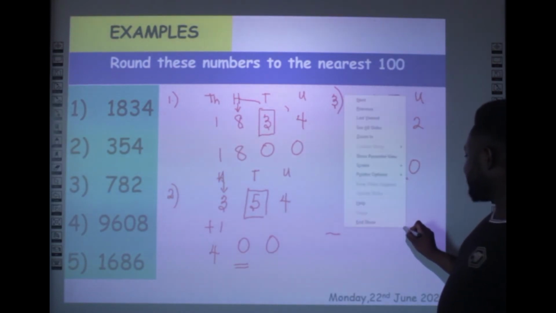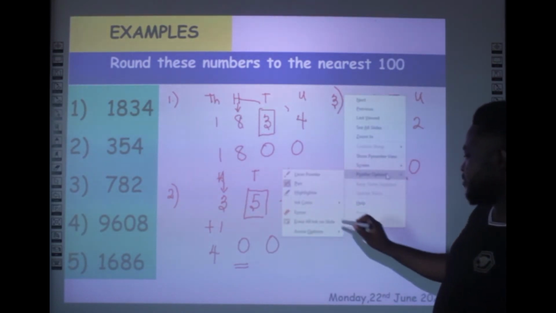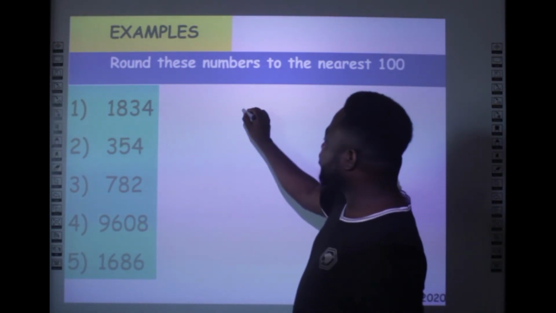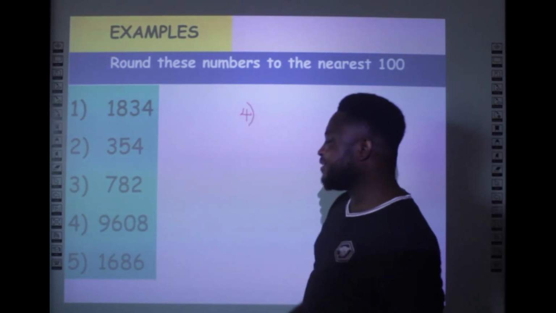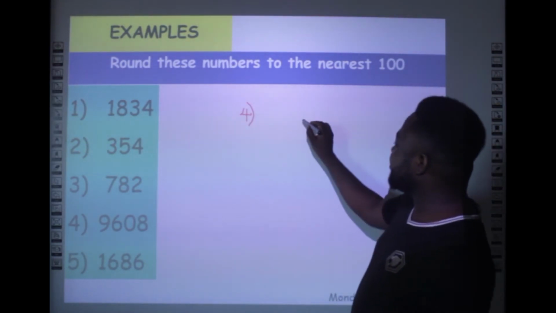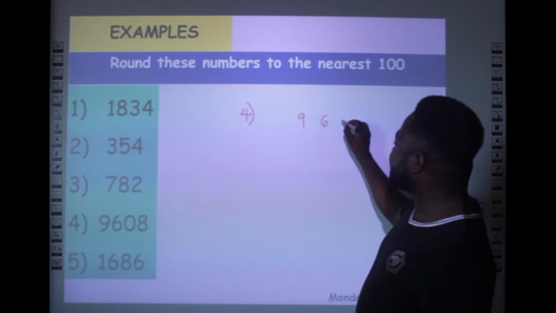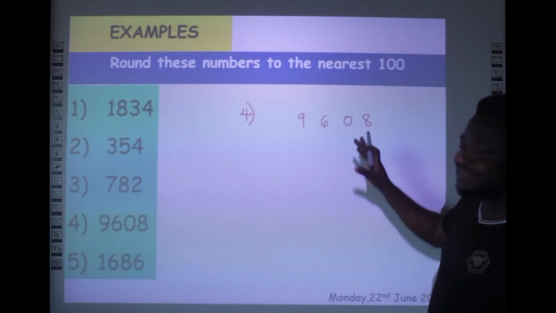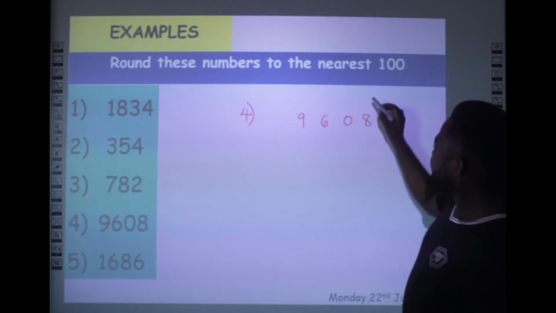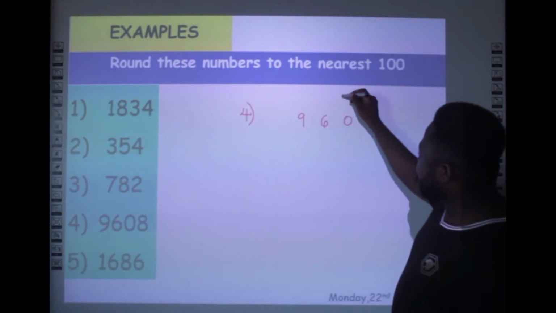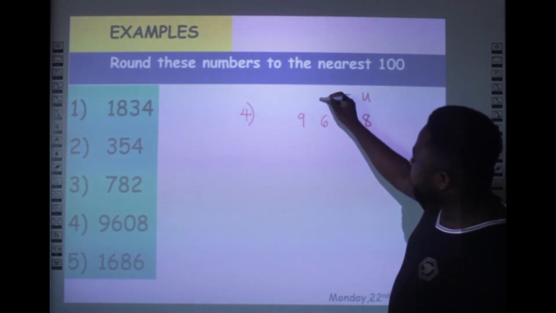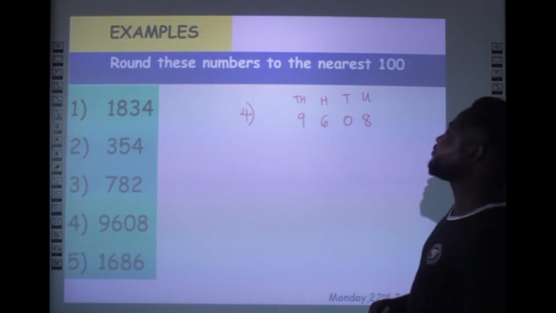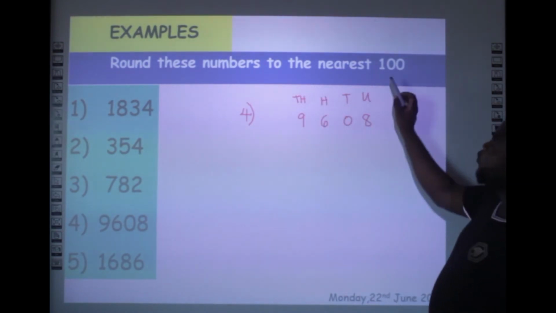So let's look at example 4. In example 4, we have 9608. So here you write out their place value. This is units, 10, 100, 1000. Okay, to the nearest 100.